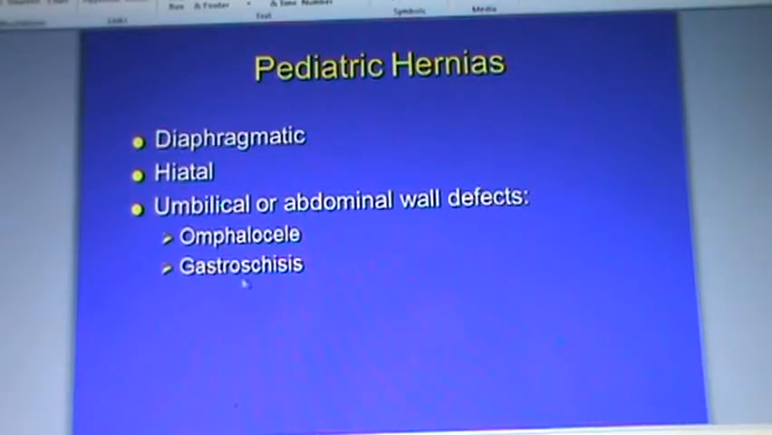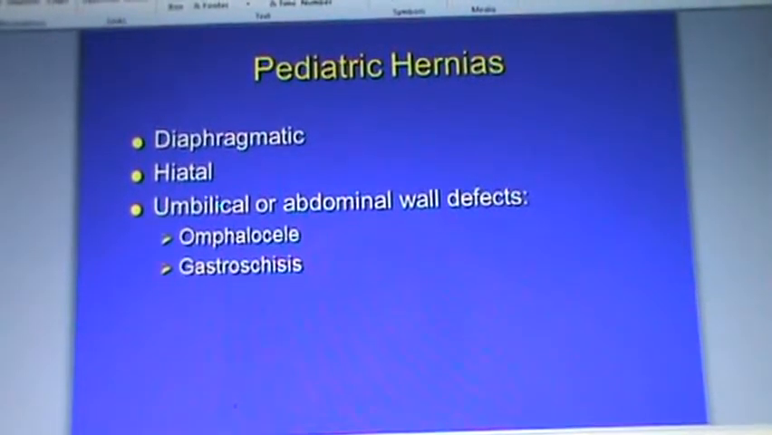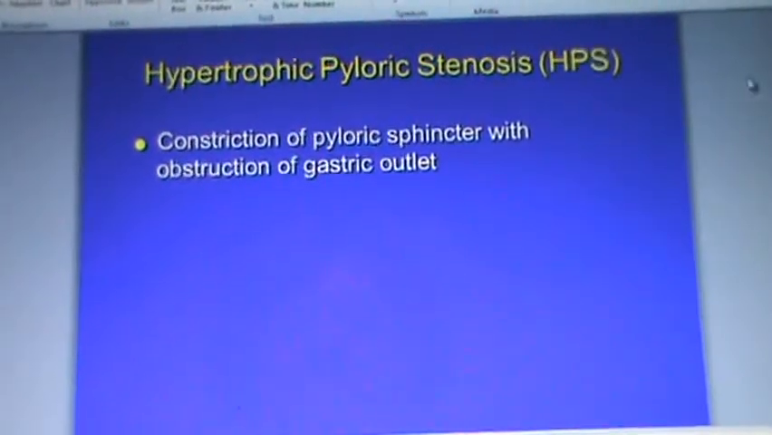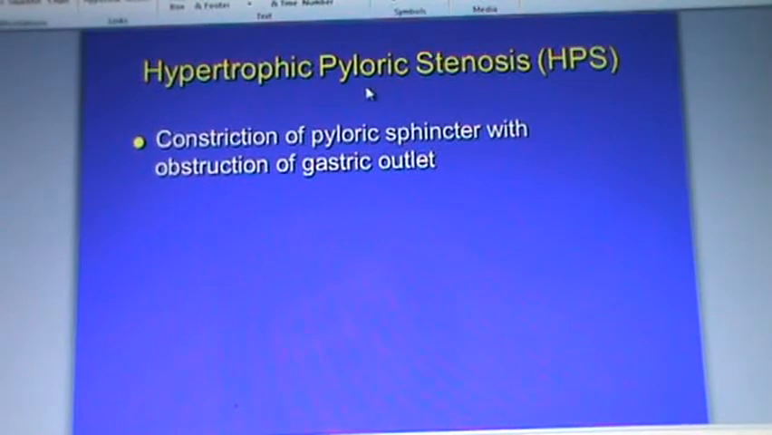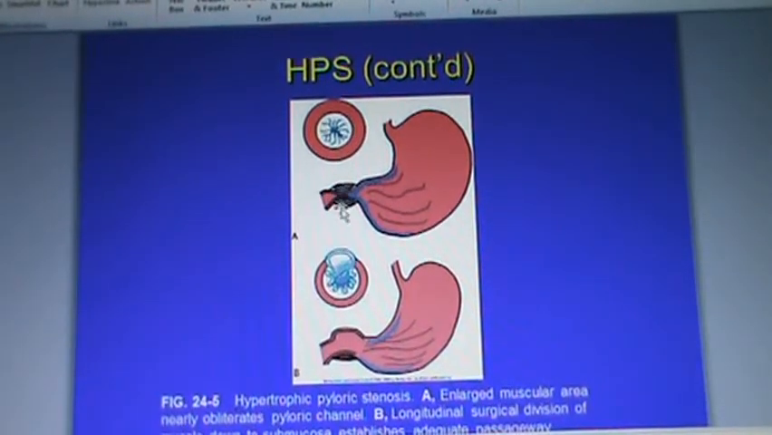Omphalocele and gastroschisis. What's gastroschisis? Omphalocele. Hypertrophic pyloric stenosis: constriction of the pyloric sphincter with obstruction of gastric outlet. There you can see the stricture.